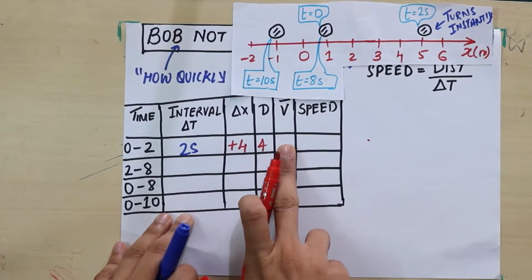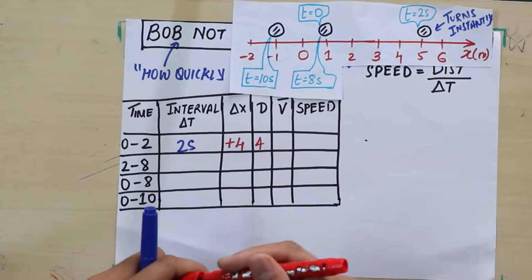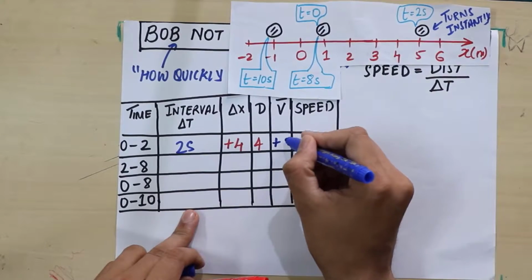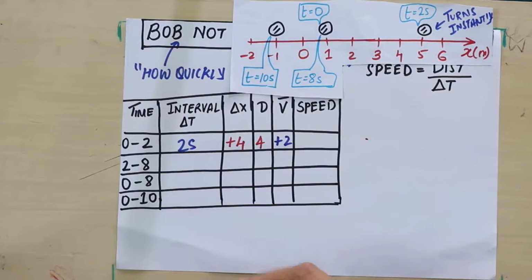So what's the average velocity? Well, average velocity is delta x by delta t. Well, that's plus 2 meters per second. I'm going to use blue for that. So that's plus 2. Everything is in SI units. I'm not mentioning the units. I don't want to clutter this.